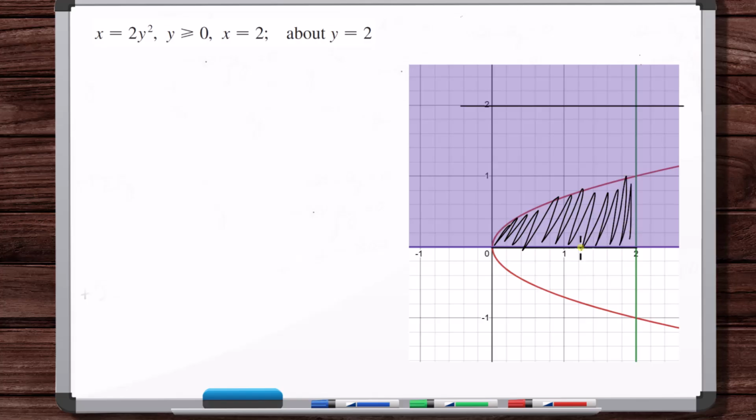It's kind of confusing. I don't know why they didn't just say y is equal to 0, but okay, so we want to revolve this area about y is equal to 2. Now to do this, we wouldn't use this kind of rectangle. That would be a washer. If you revolve that, you get a washer. So we're using shells here.